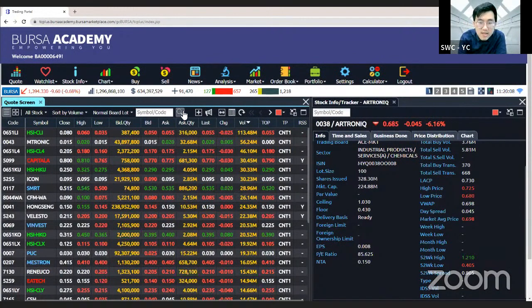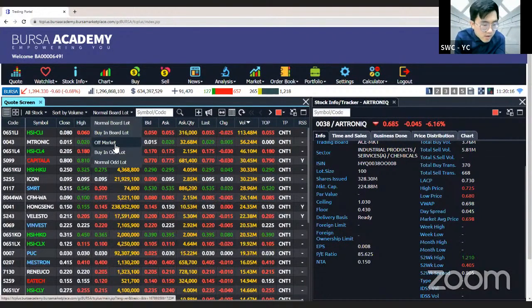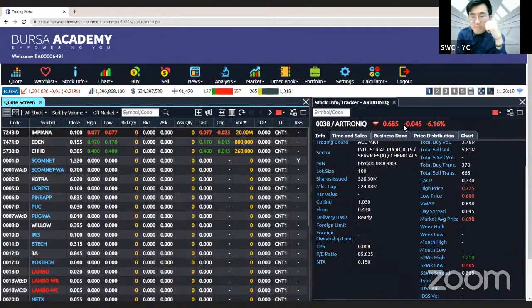Then the second thing is that all this you already know: the order book, portfolio. If you want to know more, you can go to the off market. Off market basically means, not to say fishy, what is the special thing happening out there?